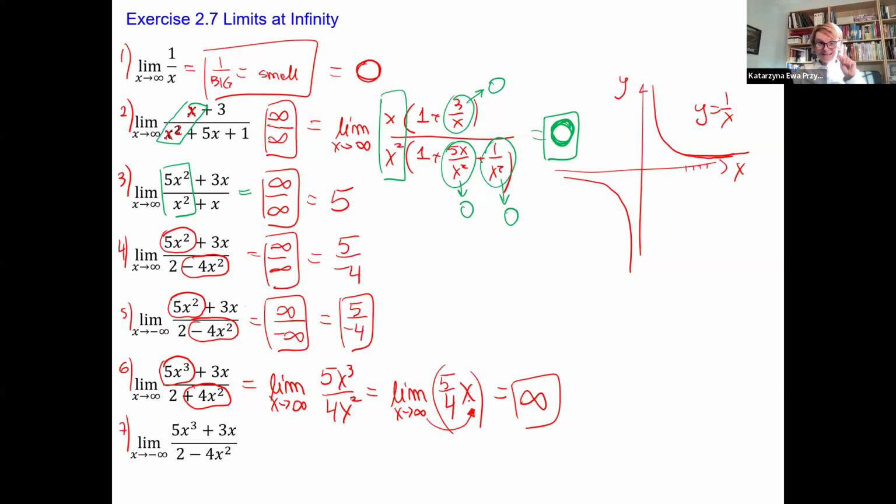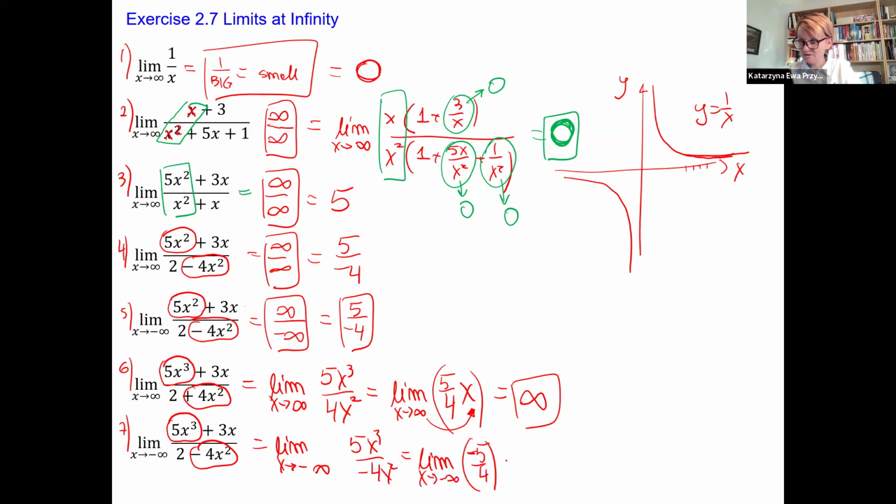Can you tell me the answer for number 7? Leading terms. Now we are at negative infinity. 5x cubed over negative 4x squared. Let's cancel out. Negative 5 over 4, the limit is at negative infinity, and we end up with x. That's negative 5 over 4 times a negative big number, negative big.